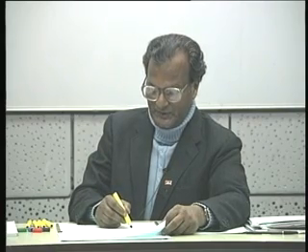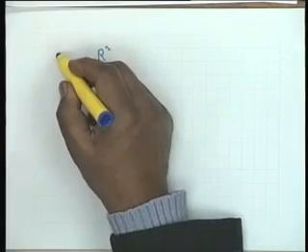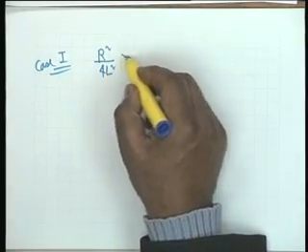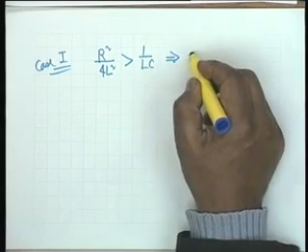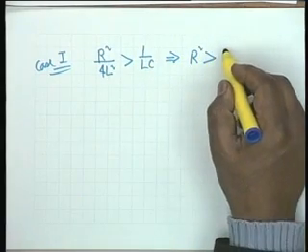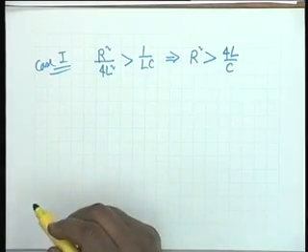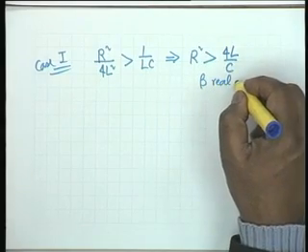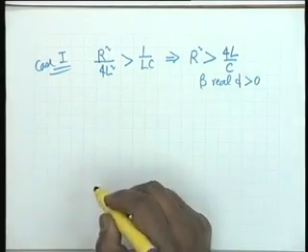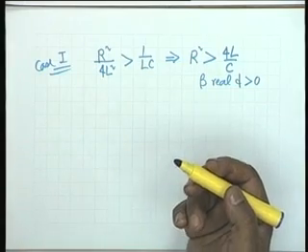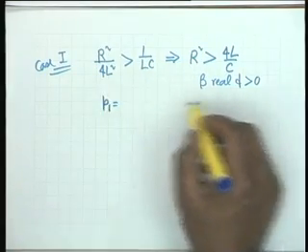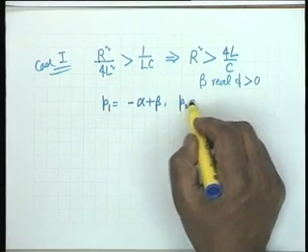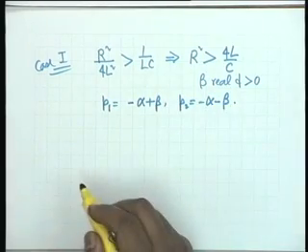First, case 1: R squared by 4L squared is greater than 1 by LC, which means that R squared is greater than 4L by C. That is, beta is real and greater than 0. Of course, you are taking plus minus beta, isn't it? So P1 therefore is equal to minus alpha plus beta, and P2 is equal to minus alpha minus beta.